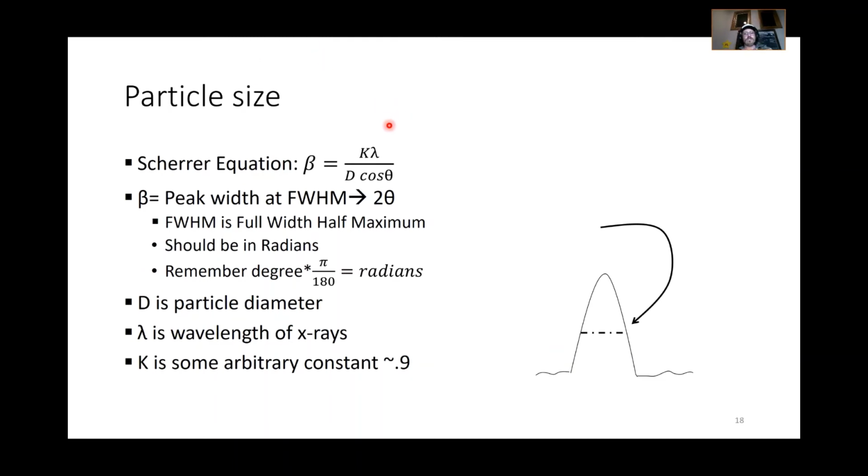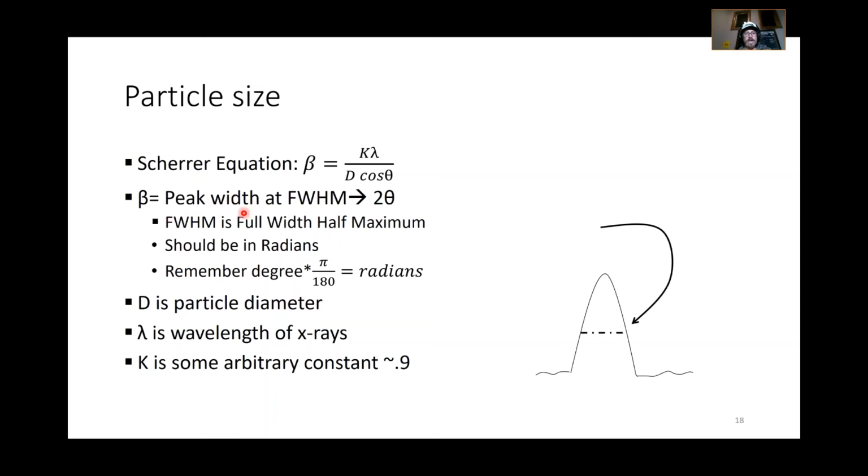So the Scherrer equation: beta, the peak width, equals K lambda over D cosine theta. Again, K is an arbitrary constant, a lot of times it's just 0.9. D is your crystallite size or your crystallite diameter. Cosine theta, where theta is 2 theta divided by 2.